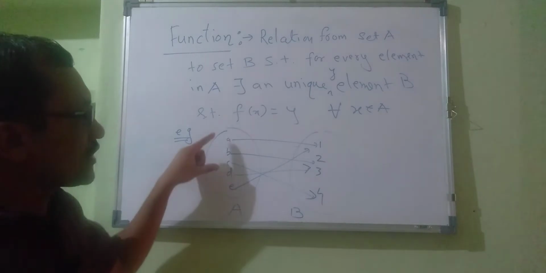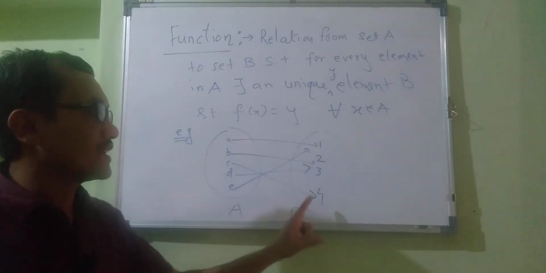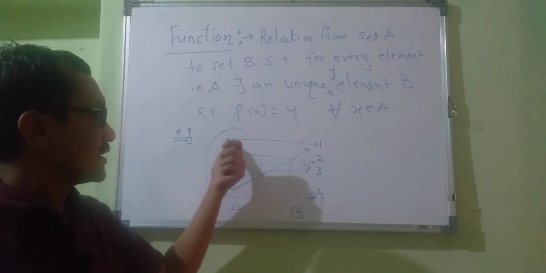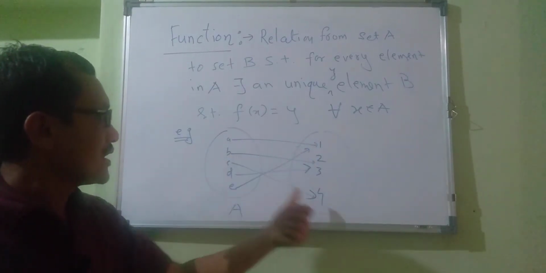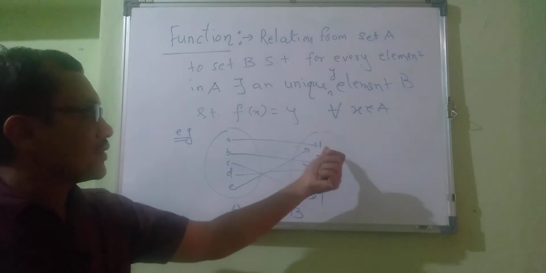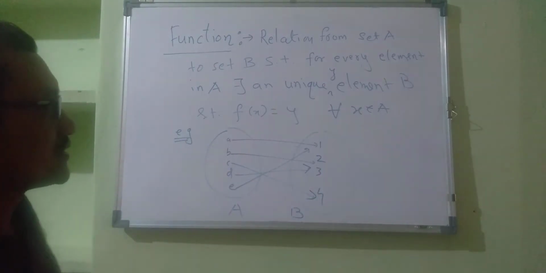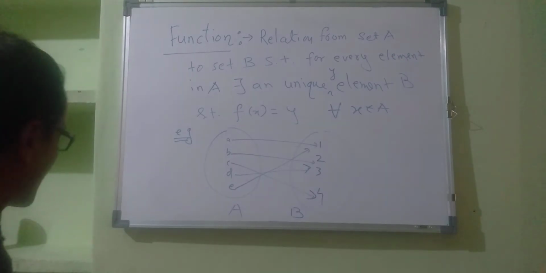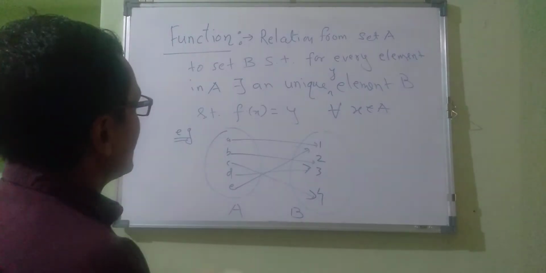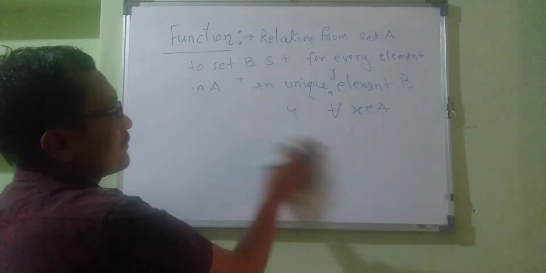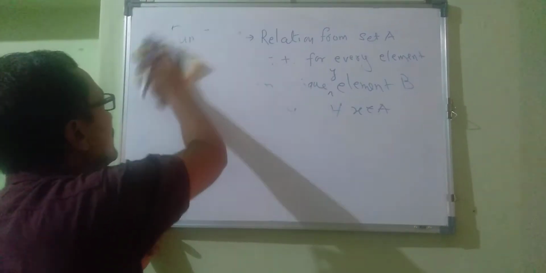So what is a function? For every element in A there is a unique element in B. Unique means it has only one image. You can see that a has only one image, b has only one, c 1, d 1, e 1. So every element in A has only one image, and that is a function. There are some relations which are not functions, because obviously an element may have two images.